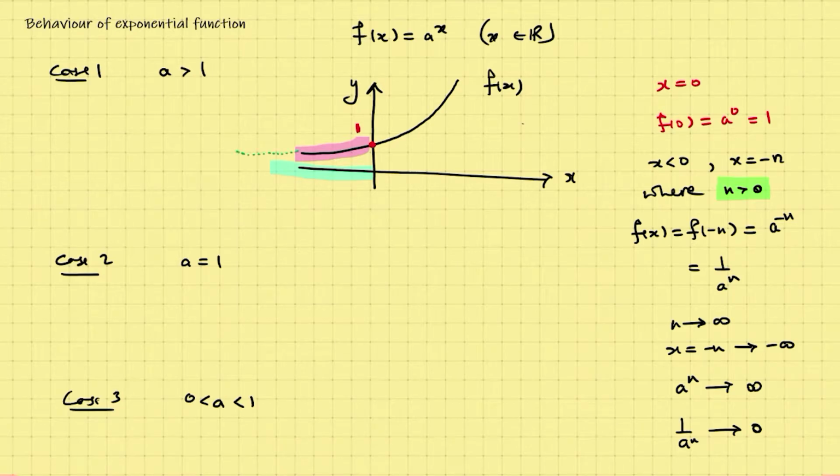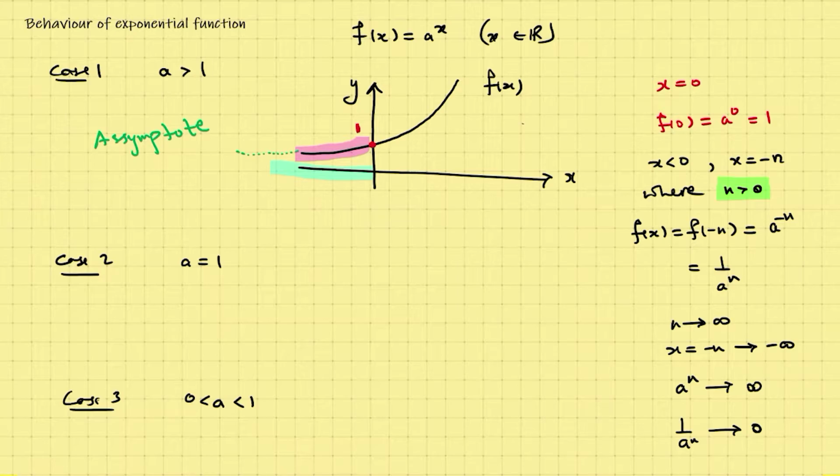It is indeed going to form what's technically called an asymptote, which means it's going to get arbitrarily close to the x-axis but never actually touch it. So in a nutshell, that's basically going to be the graph of a to the x for a being bigger than 1. Let's consider case 2.